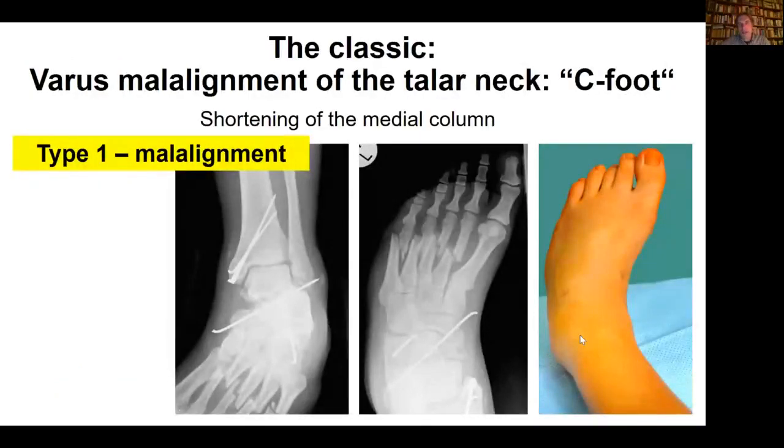So let's start with a simple one. This is the classical malalignment of the talar neck, the so-called C-foot. In this case, obviously the C-foot is a bit more pronounced because we have some metatarsal fractures that are malunited. You can see the callus here, so it is all already kind of solid. But there is also a significant deformity in the hindfoot, as you can see from the clinical image.